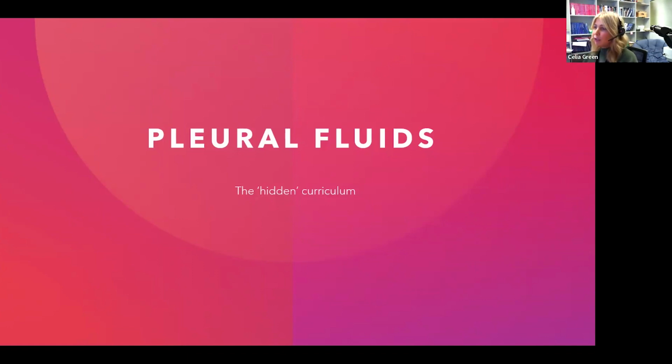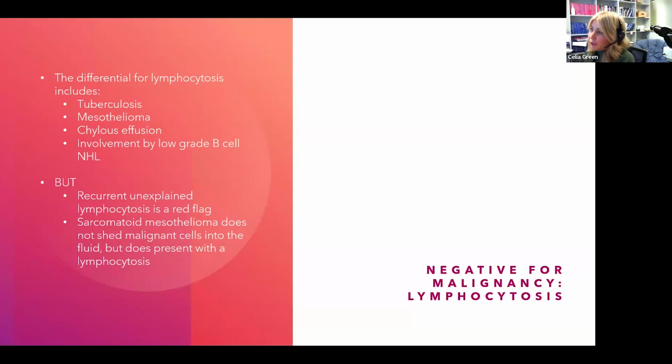So pleural fluids, I think, are a really good example of the hidden curriculum that you have. And I think one of those big ones is a negative for malignancy characteristics. So your categories, and I think lymphocytosis is a really great one. So the differential for lymphocytosis in a pleural fluid, although the category is negative, and you can sort of move on from there, obviously you want a reason. And lymphocytosis, the differential is broad. You can see tuberculosis, mesothelioma, can be a chylous effusion. You can even really get involvement by low-grade B-cell non-Hodgkin's lymphoma.